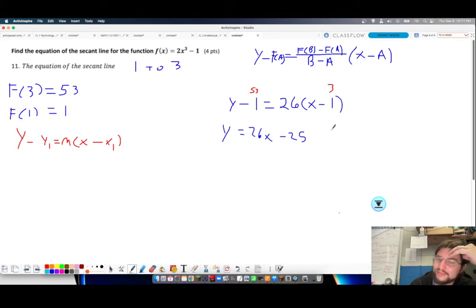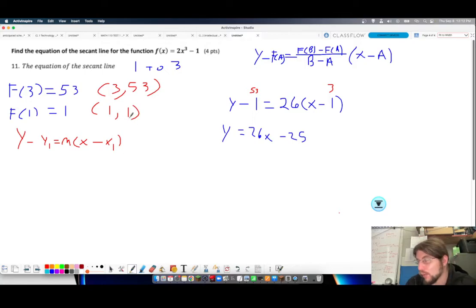so wait, which one's F1? F of 1 was 1. F of 3 was 53. Okay, so F of A is 1. It doesn't matter which order pair you use. We're either going to use 3, 53, or we're going to use 1, 1. X, Y, X, Y. It doesn't matter which way you go. Just pick a point. This point's got smaller numbers. I'm going to pick that one.